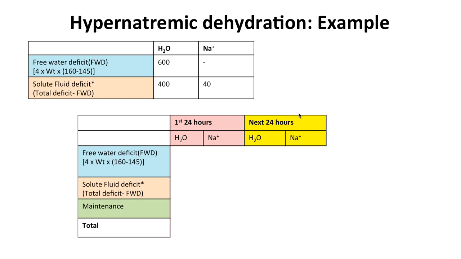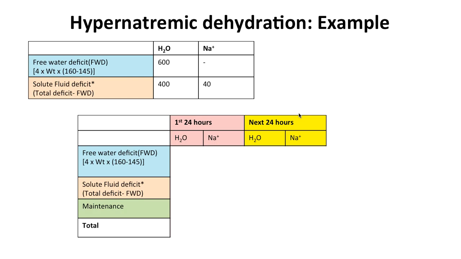So free water deficit, we can easily calculate: 4 into weight into deficit. It will come out to be 600 ml. Solute fluid deficit, again, we know it will be 400 ml: total fluid deficit minus 600. And we have to just put a decimal before the last digit. So sodium content in this solute fluid deficit will be 40 milliequivalent. Obviously, there will be no sodium in the free water deficit. It is just plain water.